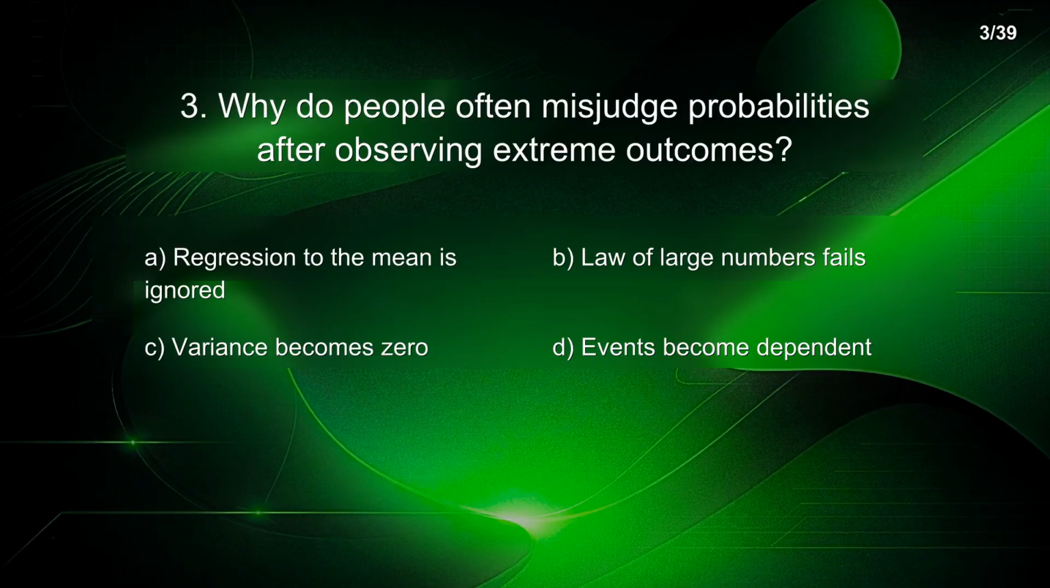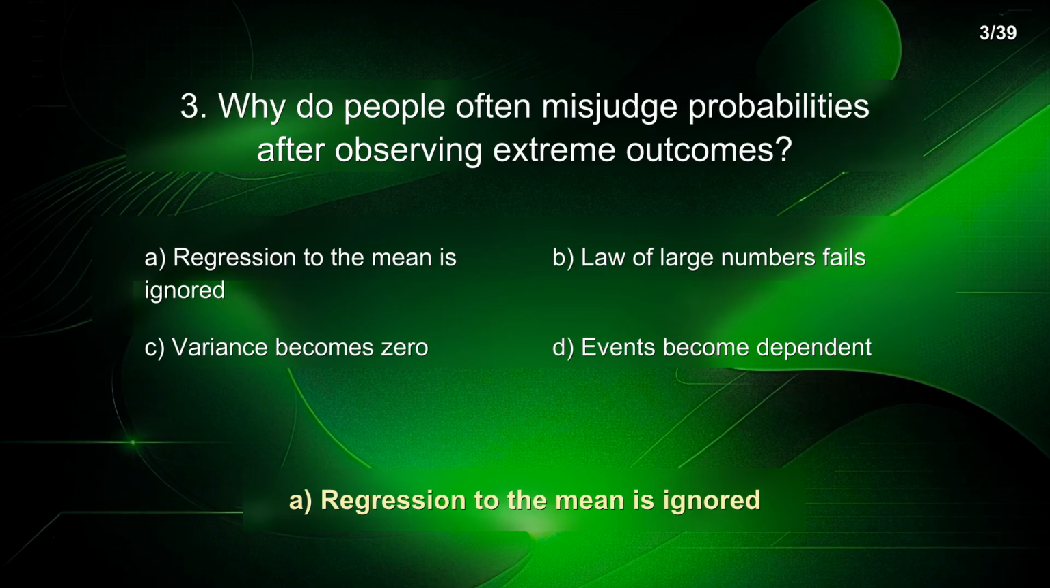Third question. Why do people often misjudge probabilities after observing extreme outcomes? A. Regression to the mean is ignored. B. Law of large numbers fails. C. Variance becomes zero. D. Events become dependent. Correct answer is A. Regression to the mean is ignored.